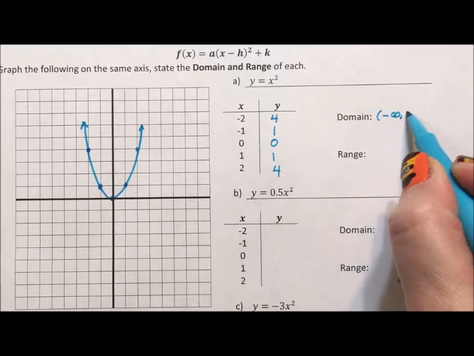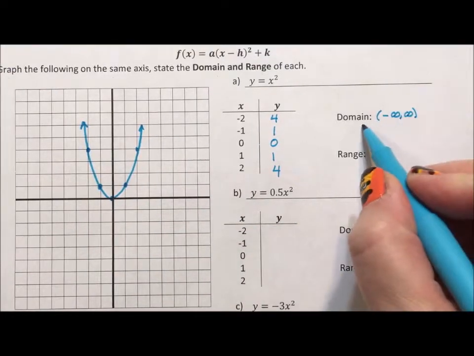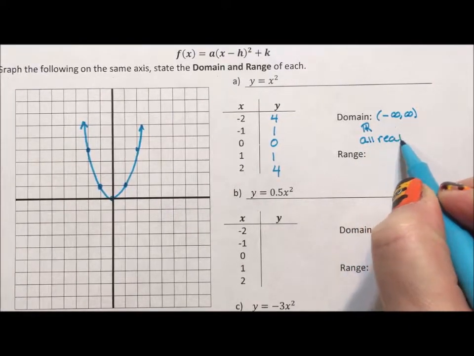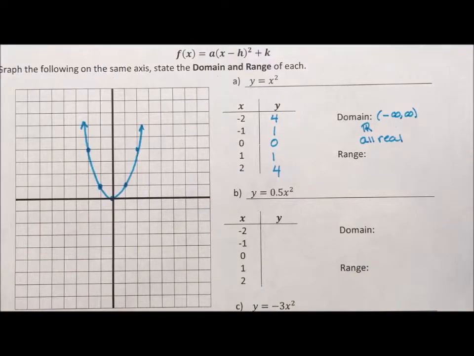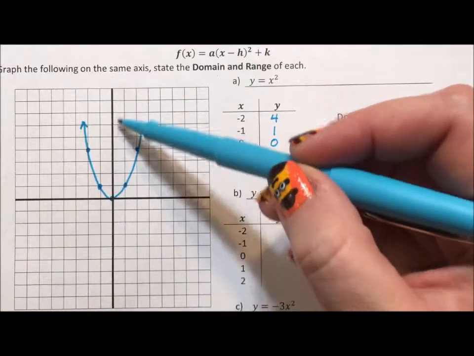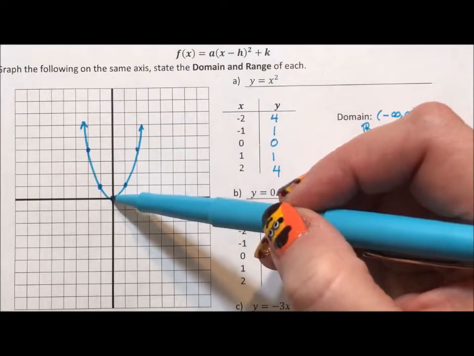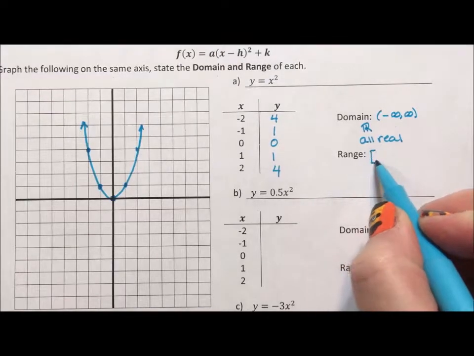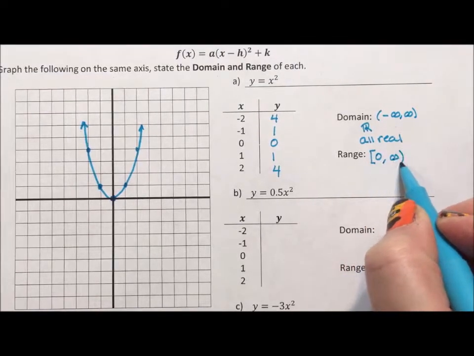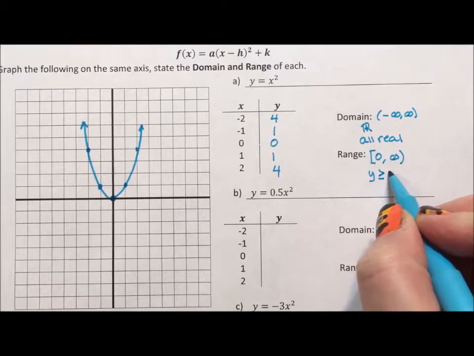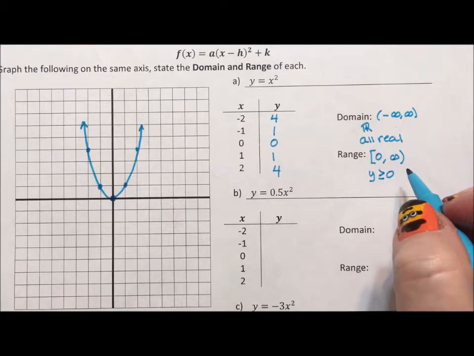Now, if we look at this, because this goes forever left and right, the domain is all real, which I usually do in interval notation. You could do double bar R. You could just do the words, all real. I'm going to stick with interval notation. The range, however, what y values exist for this graph, well, the graph starts exactly at y equals 0 and goes straight up. So my range is 0 to infinity, or y is greater than or equal to 0.